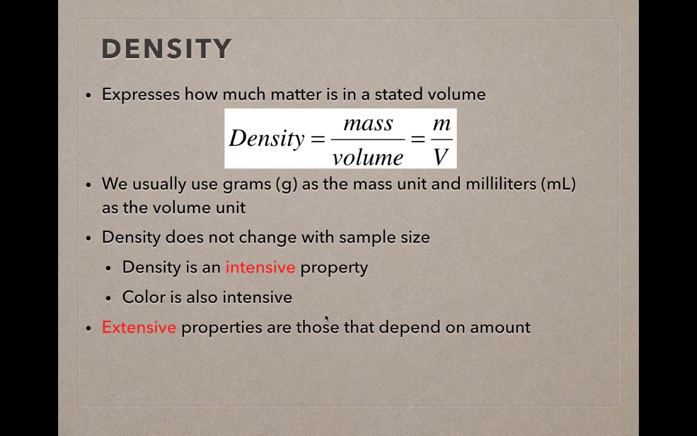If we have properties that do depend on amount, then we have things that are extensive properties. Examples of those would be mass. If you have a larger sample, it's going to have more mass. Or volume is also an extensive property. If you have a larger sample, it's going to take up a larger volume. So one of the more interesting things with density is the fact that you have the ratio of two extensive properties that end up giving you an intensive property. That doesn't always happen. It just happens to occur with density, so it's kind of neat.